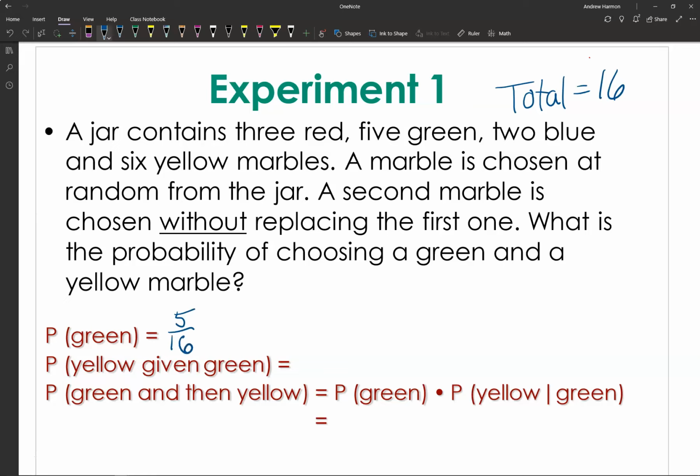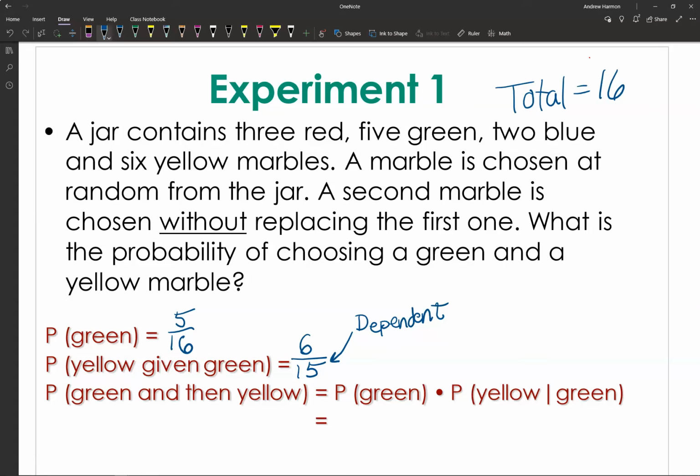Now, if we took that green marble out of the jar and didn't put it back, when we look at the probability of getting a yellow, there are still 6 yellow marbles. But now, because we took one of the green ones out, there are only 15 marbles in the jar. This is the part that changes. This is what makes it dependent, because our total number is now changing because we've taken out that green marble and not put it back.